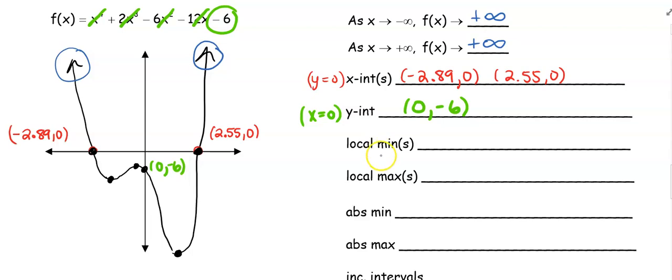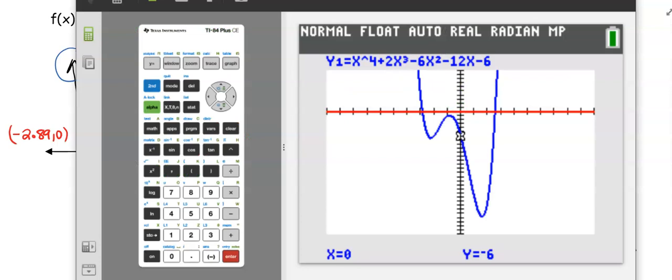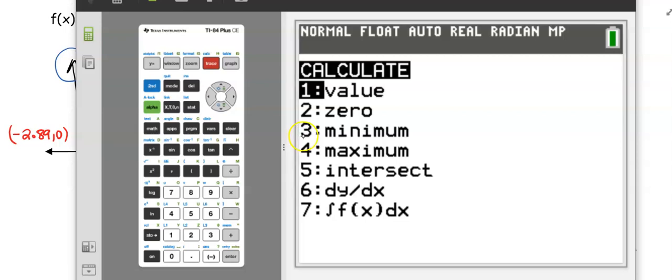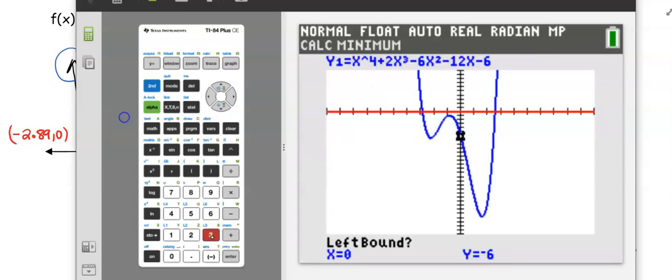Our local mins. So in this case, we have 2 minimum values, right here and right here. In our calculators, we're going to do those same calculations. So second trace, we always go to second trace. I can't stress that enough. Where most people that are getting things wrong on the calculator are getting them because they're using trace and not second trace. We want our minimum values this time, so we want number 3.